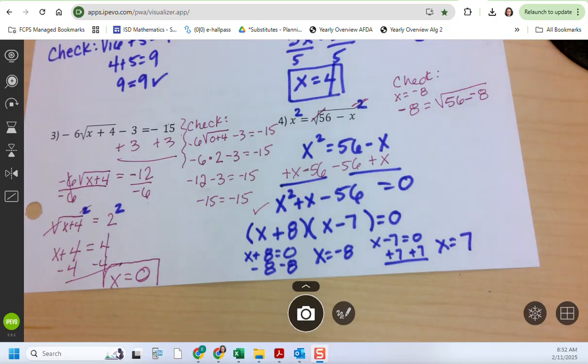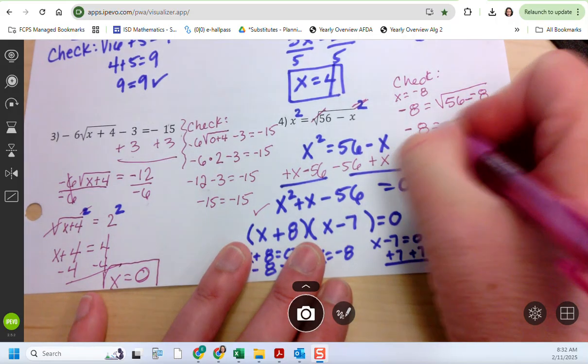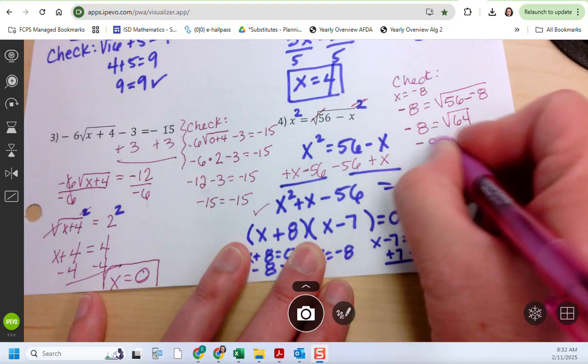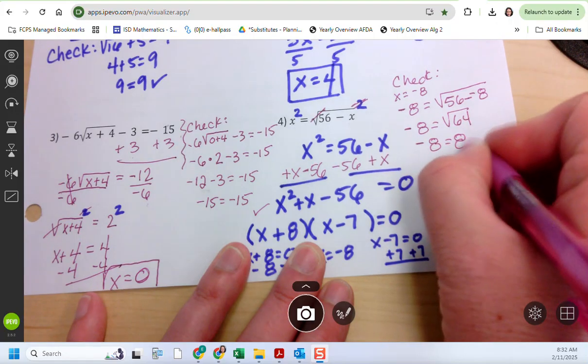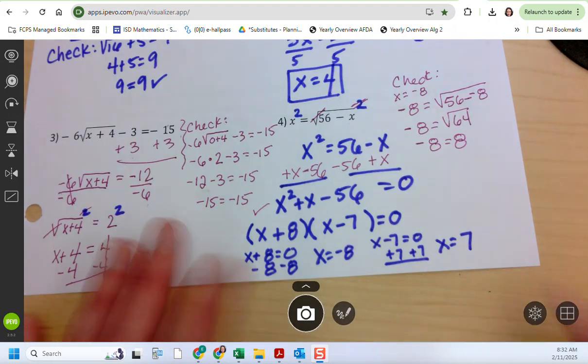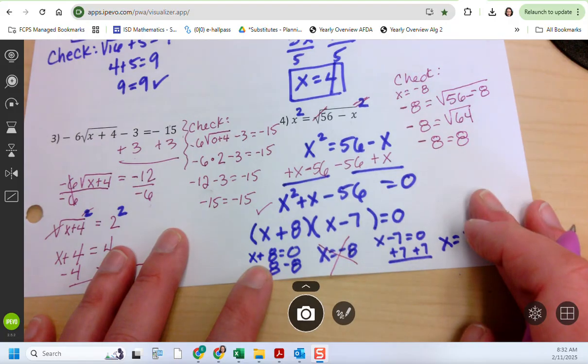Now minus negative makes plus, right? So that's going to be 64. Negative 8 equals square root 64. Negative 8 equals 8. Is that true? Negative 8 equals 8? No. So that means that this answer will not get boxed up. It is extraneous.